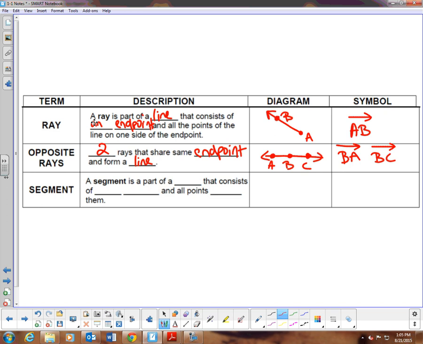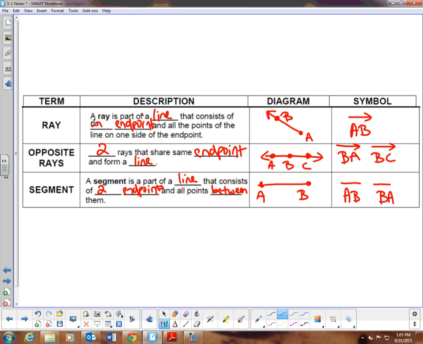Okay, a segment is a part of a line that consists of two endpoints and all of the points between them. So if I have this one here, I've got an A and a B, and so the symbol for this one would be AB with a little bar, or it could be BA. There wouldn't be any difference in these two right now. Later on in the semester, we'll actually make a difference between those two statements.